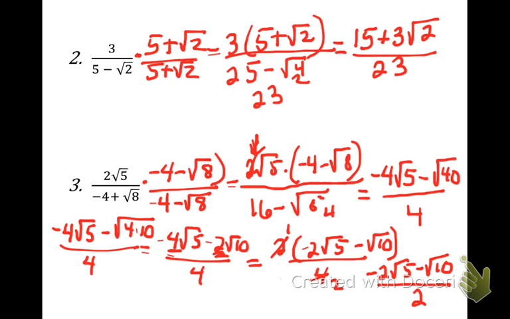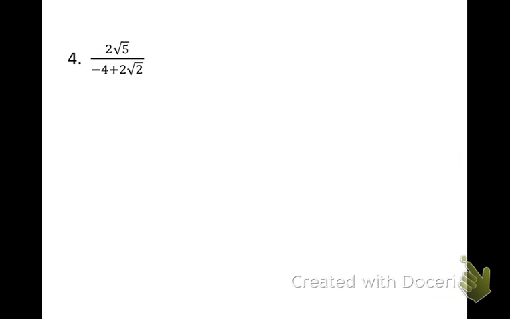So some of the problems take a little bit of work, so you got to make sure you continue to work, because if you don't notice this square root of 40, many of you might stop there. So always look for perfect squares before you think you're done. So that one took some time. Alright, and again we have one more here.